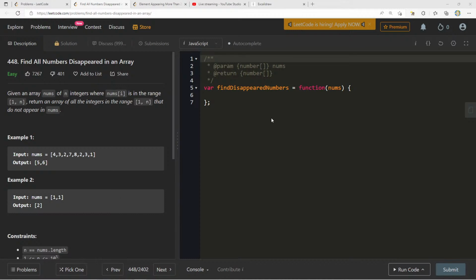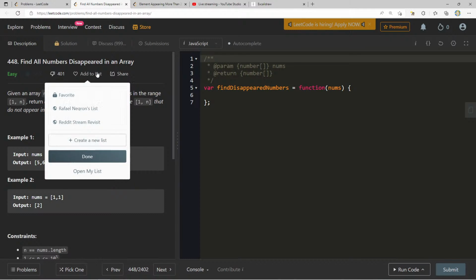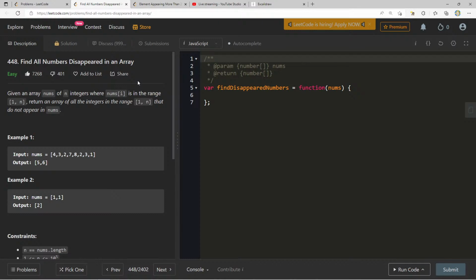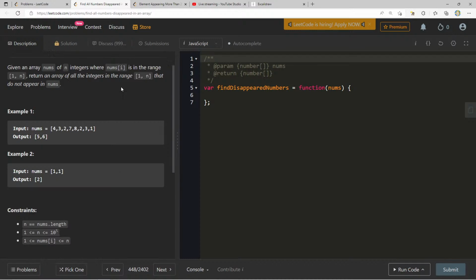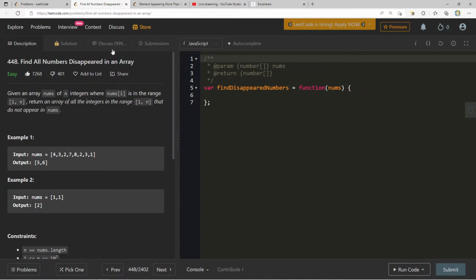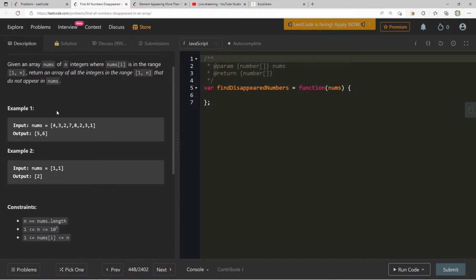All right, so find disappeared numbers. As it is very clear here, this is a very popular question that I'm going to preemptively like because I have done it and I think it's phenomenal. So let's get right into it. Given an array nums of n integers where nums[i] is in the range 1 through n, return an array of all the integers in the range 1 through n that do not appear in nums.